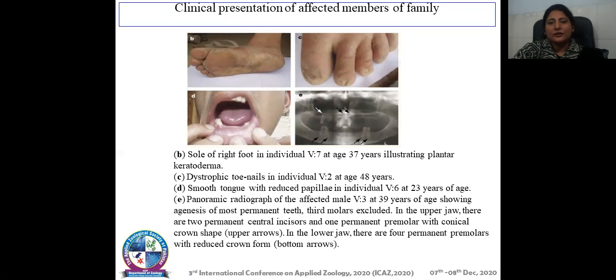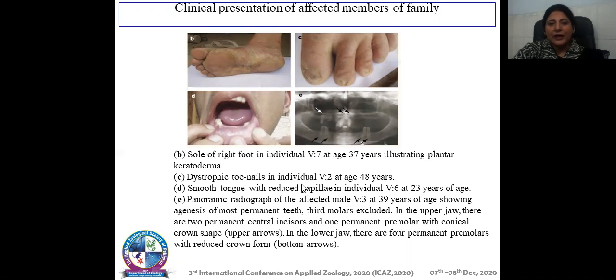The family that we had is from the Punjab region. It spanned 5 generations, and the clinical presentation showed that one of the affected members, individual 7, at the age of 37, presented with plantar keratoderma on the sole of the right foot. There were dystrophic toenails and smooth tongue with reduced papilla.